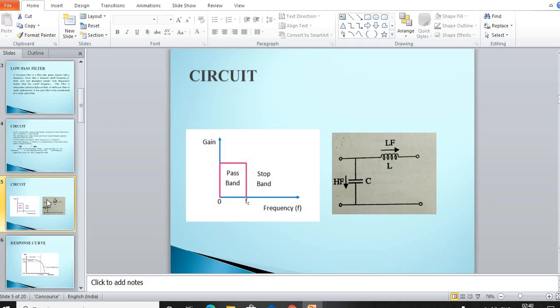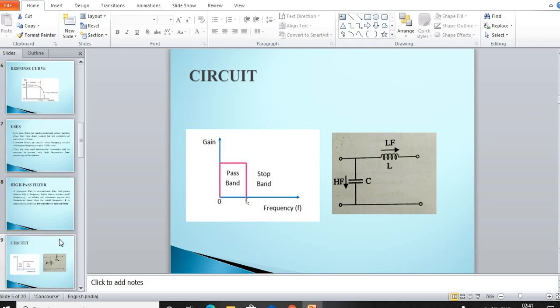Here in the first diagram, a graph is drawn between frequency and gain, and the pass band and the stop band are represented in the diagram. The frequency starting from 0 to Fc comes under pass band, and above Fc it represents the stop band. The second diagram represents the circuit for the low pass filter, in which we have only two components, one inductance and one capacitance. Both are connected in series.